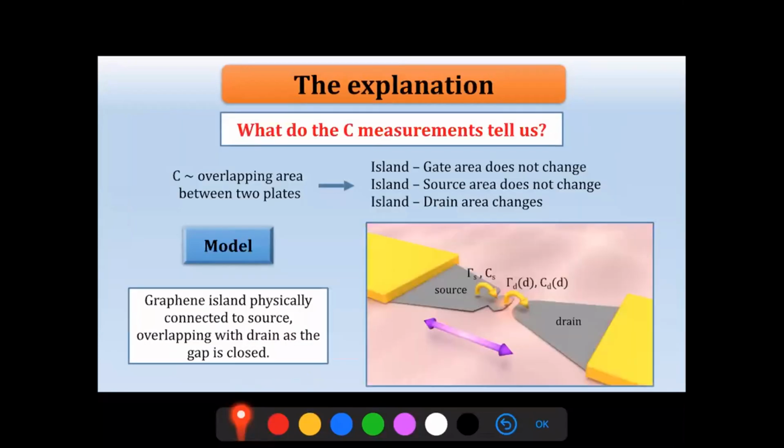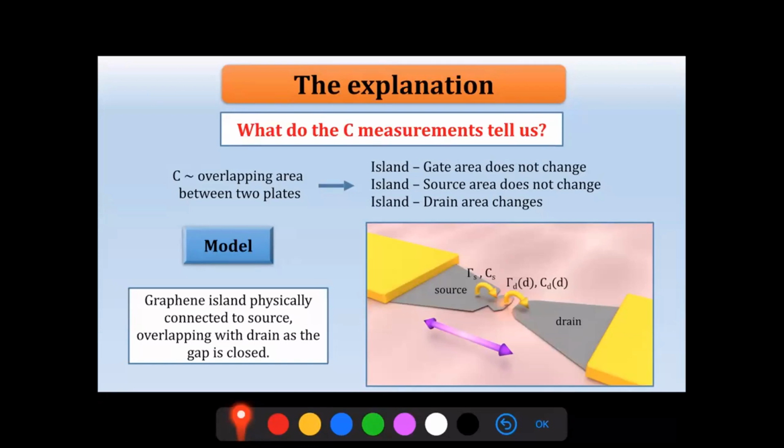Okay, so our device has this behavior, but what is actually happening inside our device? What are these measurements telling us? The capacitance, roughly speaking, is a measurement of the connection or the overlapping area between two plates. This means that when our device is bent, the connection between the island and the gate and the island and the source is not changing, but the connection area between the island and the drain increases linearly. Then our model for what is happening experimentally is the following.